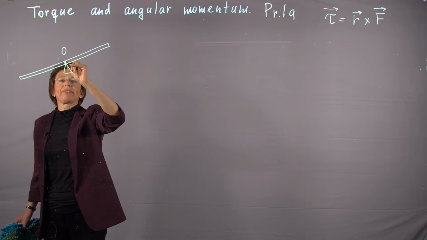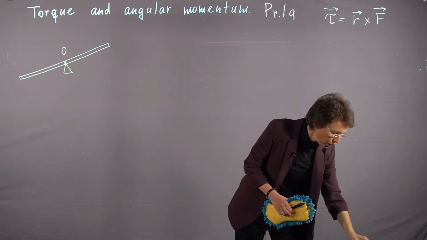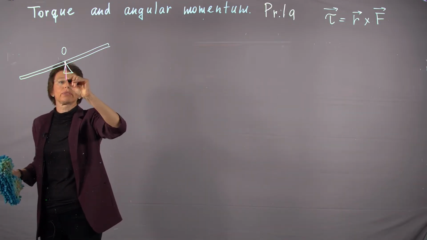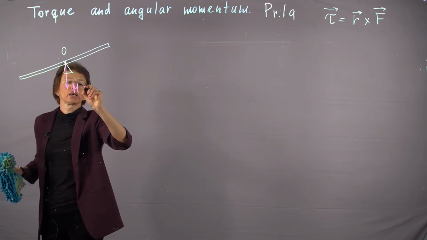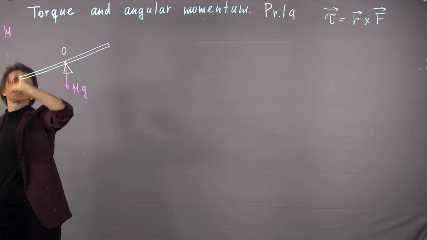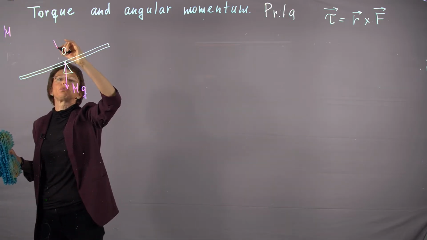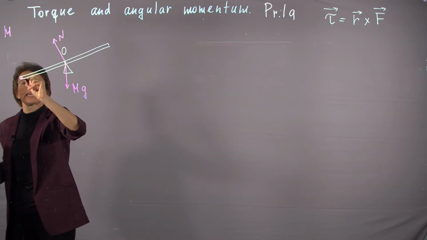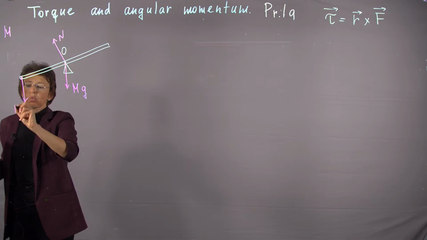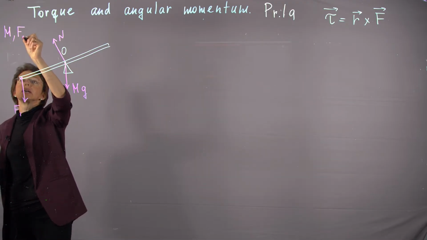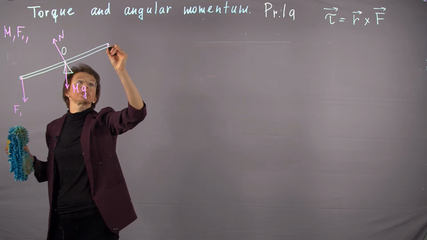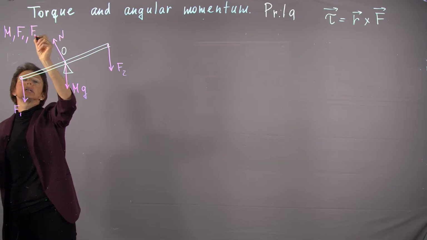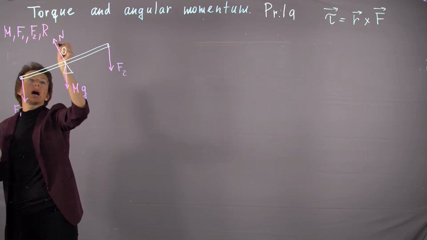There is a force of gravity applied at the center of gravity of this rod. Let me use red for this. The force of gravity is vertically down. The mass of the rod, M, is still given. Now there is a normal force N at the pivot. And there are two additional forces as in the previous problem. One is F1, whose magnitude is given. The magnitude of the second force, F2, applied to this end, is also given, and the direction is also given. The length of the rod, R, is given.